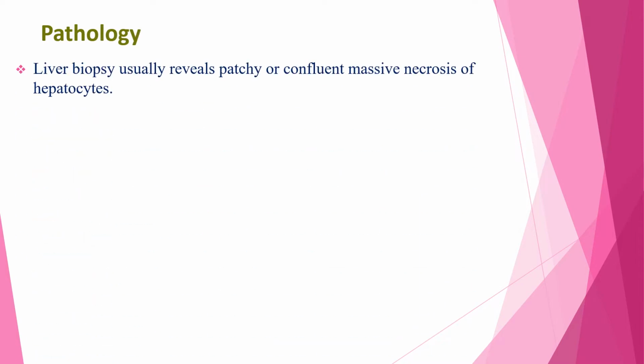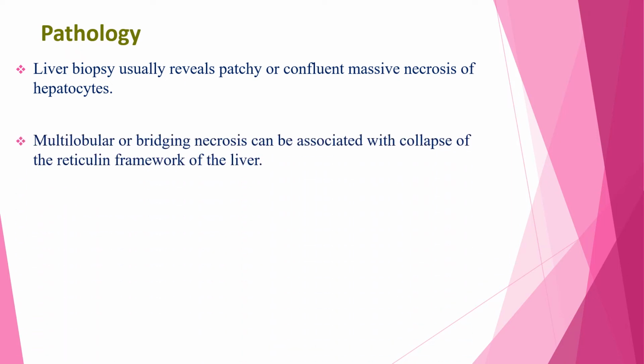The pathology in acute liver failure: liver biopsy usually reveals patchy or confluent massive necrosis of hepatocytes. Multilobular or bridging necrosis can be associated with collapse of the reticulum framework of the liver, and there might be little or no regeneration of hepatocytes on pathology.